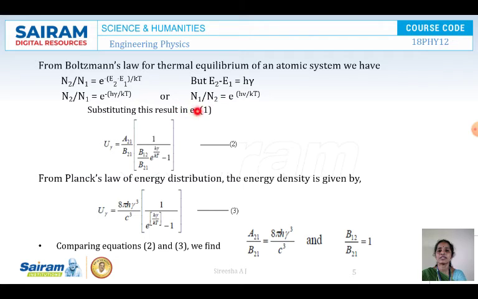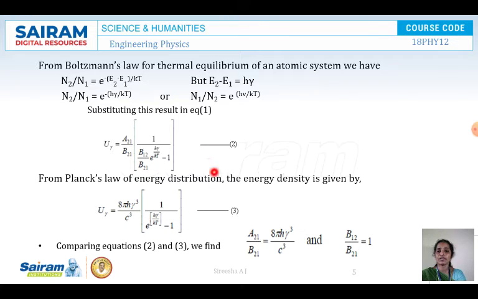So substituting this result in equation 1, we will be getting U nu is equal to A21 by B21 into 1 by (B12 by B21 e to the power of h nu by KT minus 1). Here we are replacing the term N1 by N2 with e to the power of h nu by KT. From the energy distribution law, which we have seen in quantum mechanics, the energy density is given by U nu is equal to 8 pi h nu cube by c cube into 1 by (e to the power of h nu by KT minus 1).